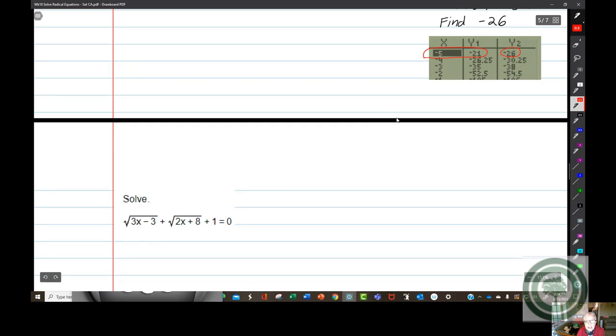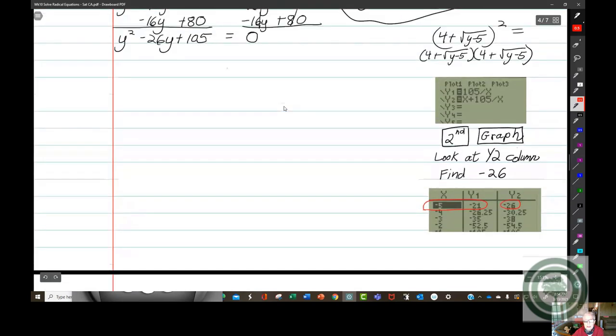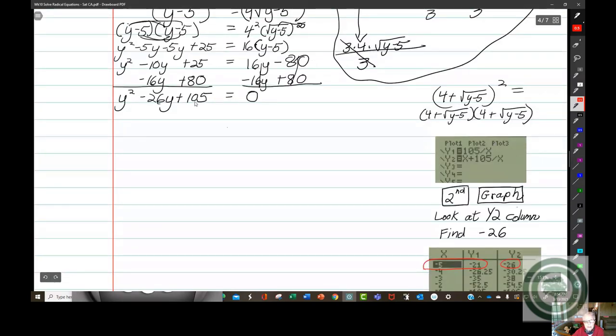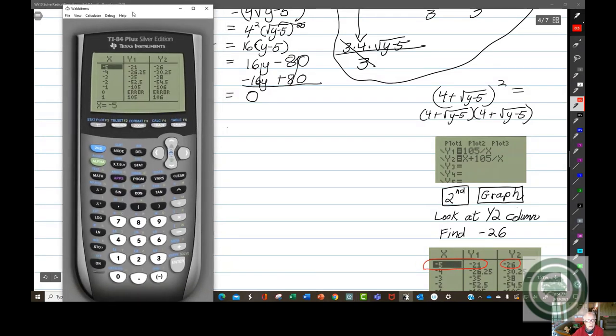Now, I'm not one of those people that thinks calculators can never make a mistake. So I'm going to make sure that negative 5 times negative 21 equals positive 105. I'm sorry to doubt you, calculator, but it's a good idea to do that. Negative 5 times negative 21 is positive 105. Negative 5 plus negative 21 is negative 26. That is our combination.